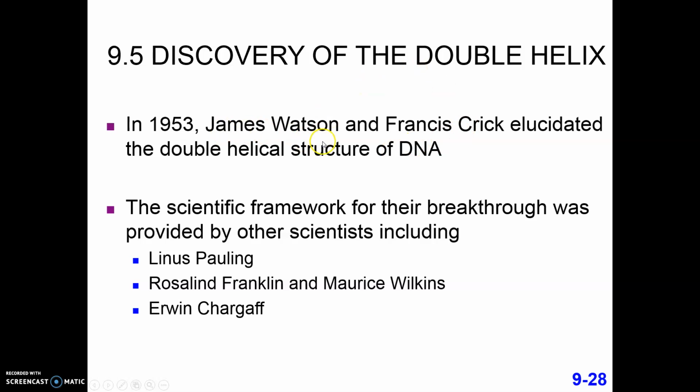But this work was founded upon other people's work. And some key experiments that occurred here are some experiments by Linus Pauling, some experiments by Rosalind Franklin and Maurice Wilkins. They were working at the same university, in the same college. And then there's some work of Chargaff that had a key piece of information.